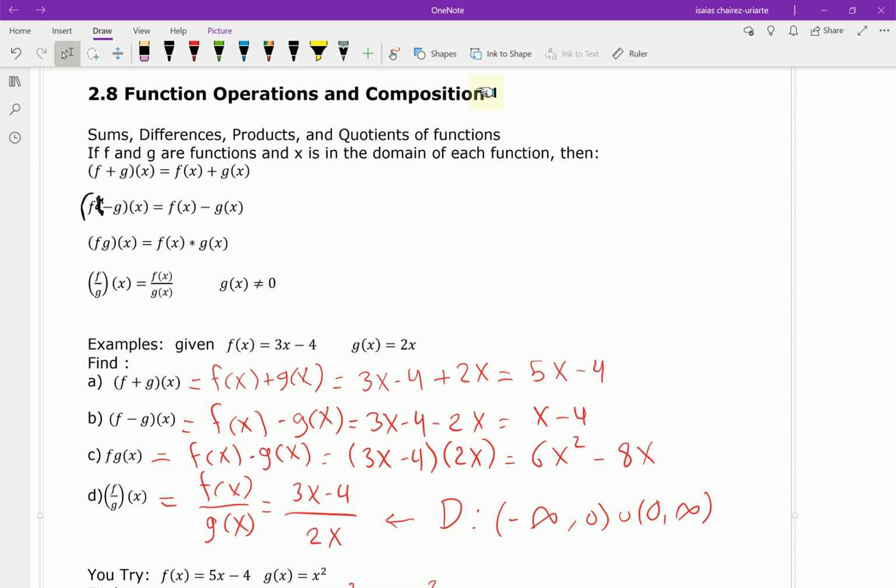All right, this is section 2.8, function operations and composition of functions, and also difference quotient.